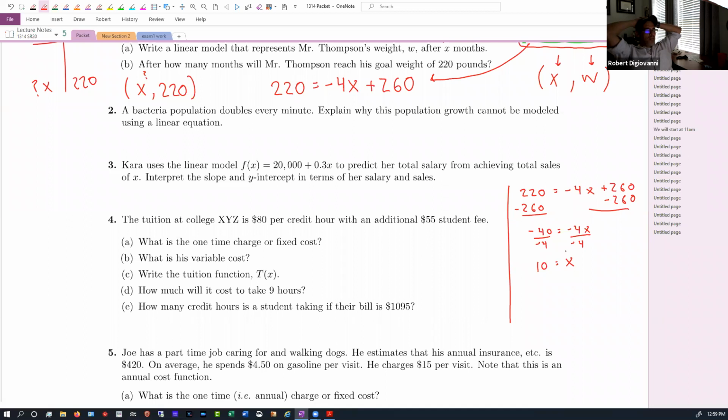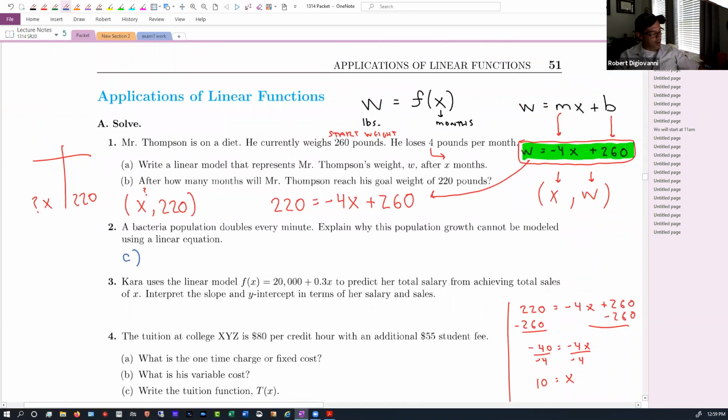Okay, so we're going to skip number 2. Let me ask you a question on number 1. Could you tell me how much you'd weigh in 2 years? So if I added a new question to number 1, a part C, let's say, I'm going to throw it right here: how much does he weigh after 2 years? What would you do with the equation?